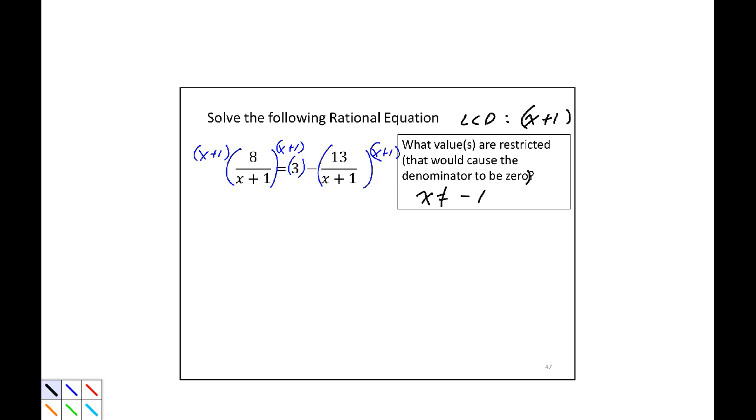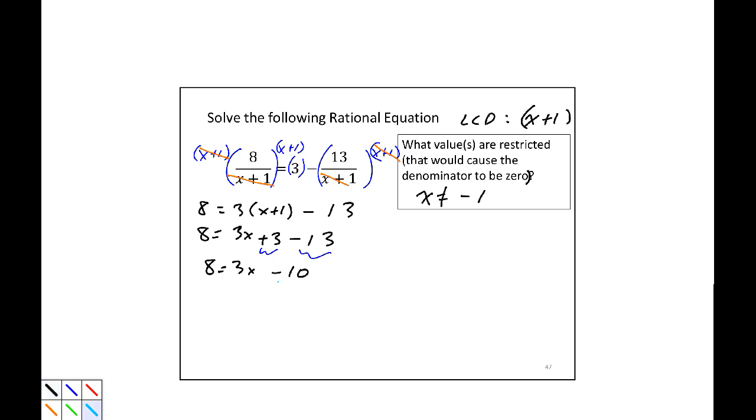Which results in, well, those canceling. X plus 1 cancels here as well, so we will get 8 equals 3 times x plus 1 minus 13. Now we can solve this as a linear equation. Distributing, that'd be 3x plus 3 minus 13 equals 8. Combining terms, we get negative 10 there, so 3x minus 10 equals 8.